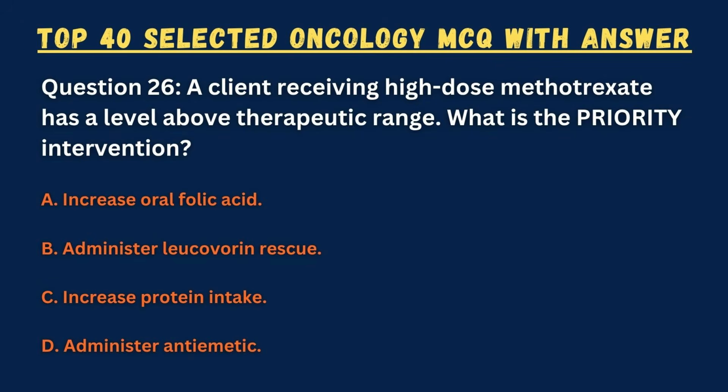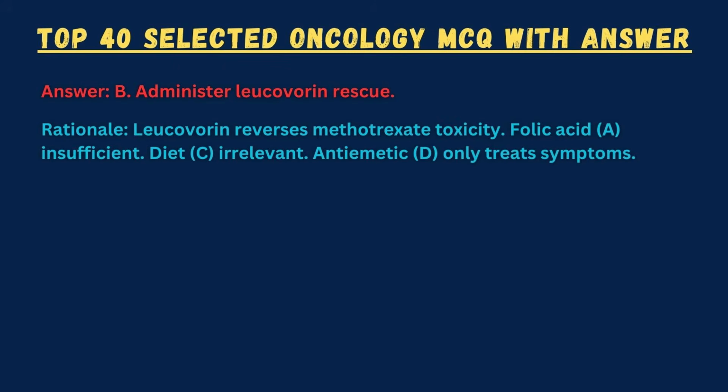Question 26. A client receiving high-dose methotrexate has a level above therapeutic range. What is the priority intervention? A. Increase oral folic acid. B. Administer leucovorin rescue. C. Increase protein intake. D. Administer antiemetic. Answer. B. Administer leucovorin rescue.